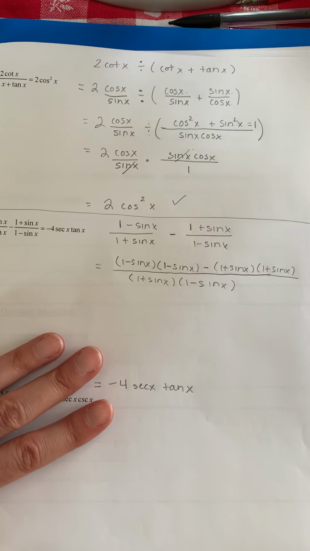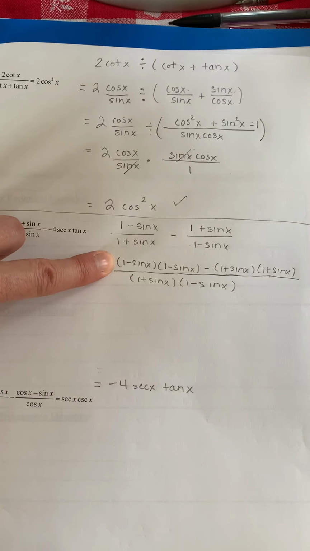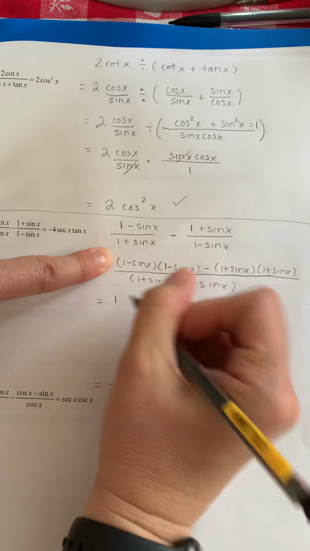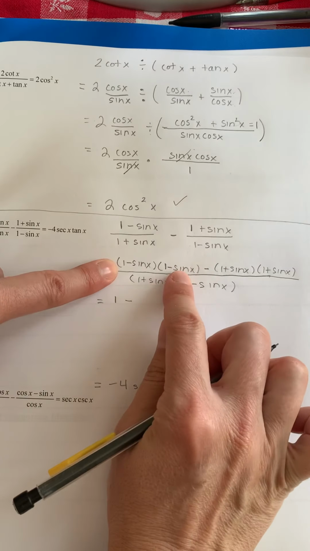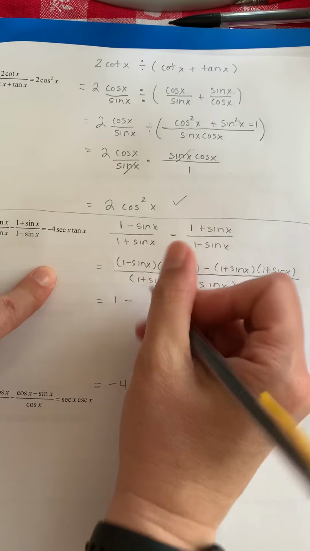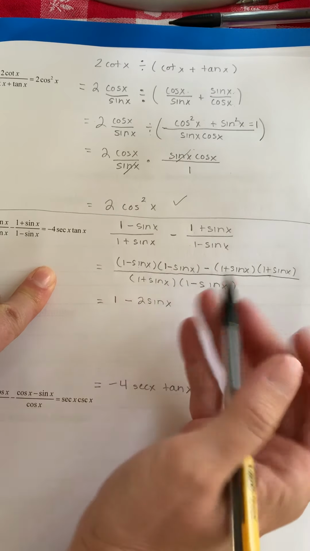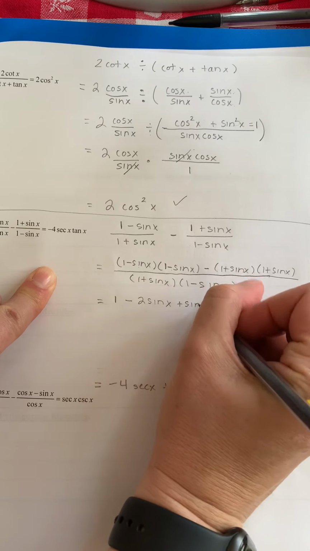Next up, we're going to work out the numerator, so we're going to do a little foiling. So we'll get a 1, and then we're going to have a minus sine x and another minus sine x, so that'll be minus 2 of them. And then a negative times a negative, we'll get a positive sine squared.